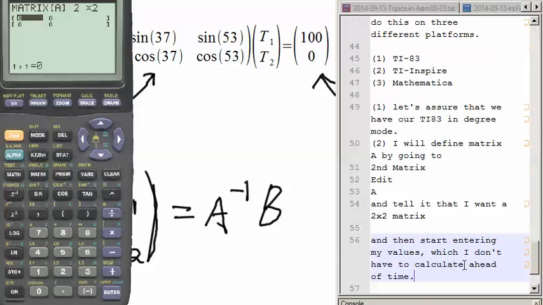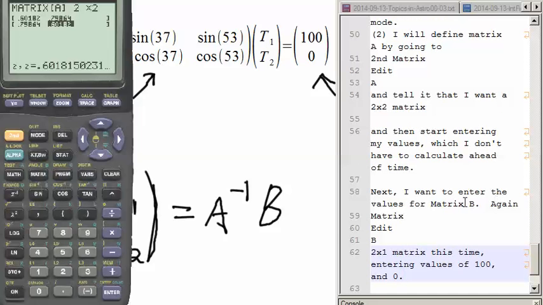I didn't have to calculate ahead of time. I can go sine 37, parentheses, enter, and then sine 53, enter, cosine 37, enter, and cosine 53.